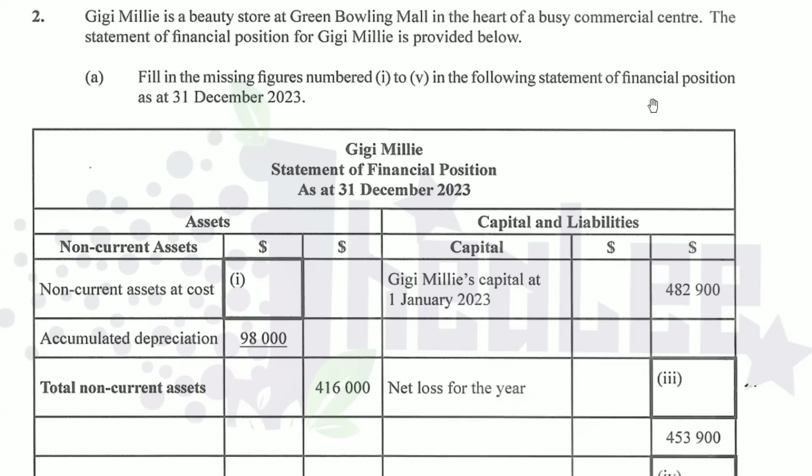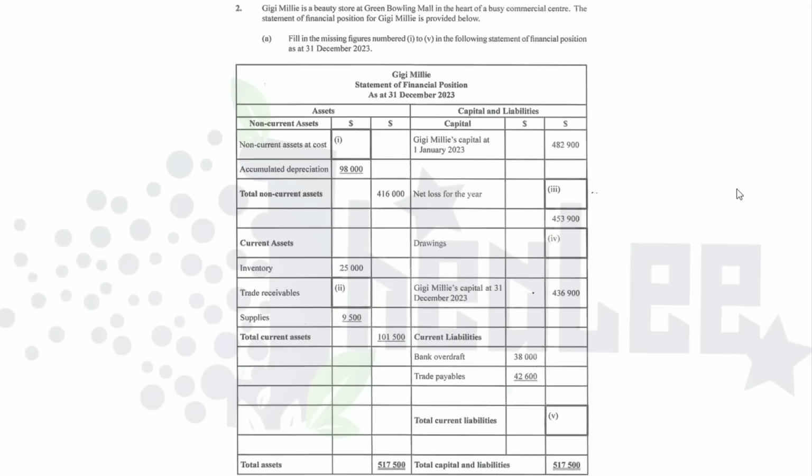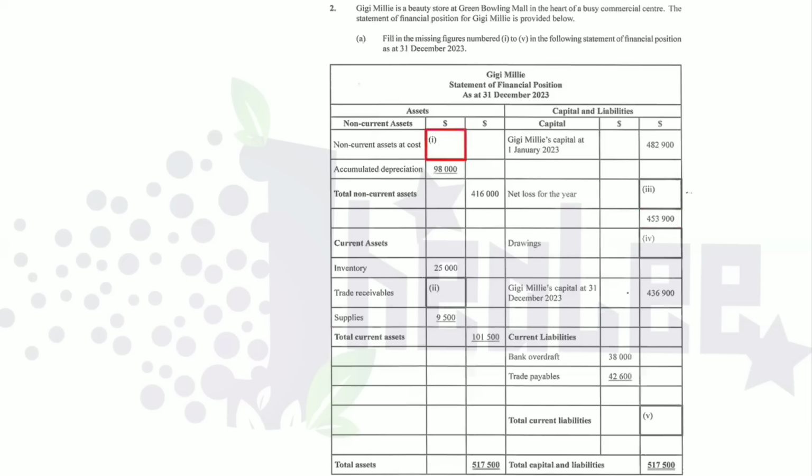Now, when you look at this statement of financial position, you would notice that it's presented in the horizontal format. But all you're required to do is to fill in the missing figures. And just to highlight those before we begin, that's 1, 2, 3, 4, and 5. Let us get into the first one, which requires us to find the non-current asset at cost.